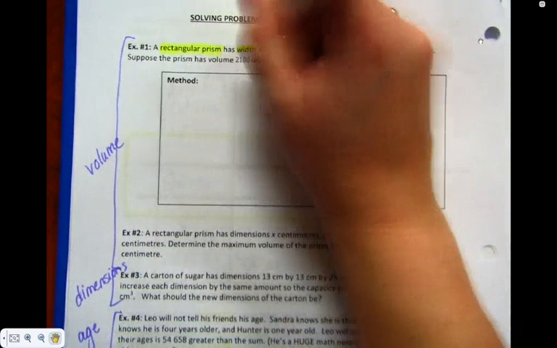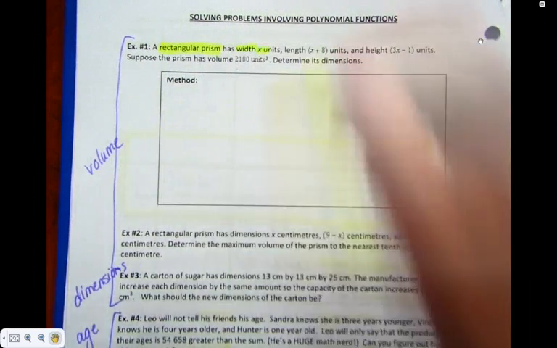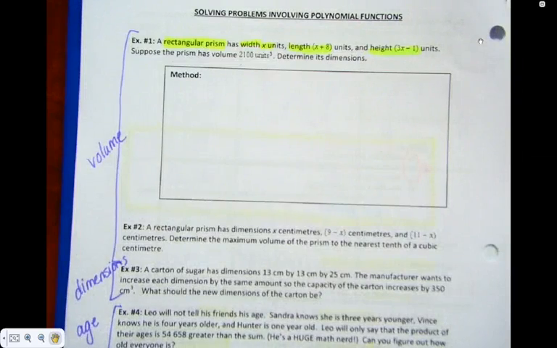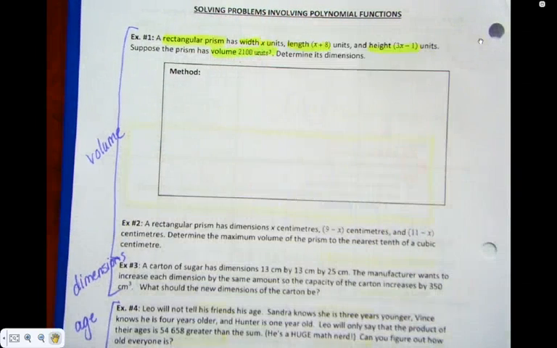The width, obviously, is going to be important, and it's x. The length is x plus 8, height 3x minus 1. And they told us the volume is 2,100 units cubed. Determine the dimensions. So we kind of talked about one like this when we did synthetic division.